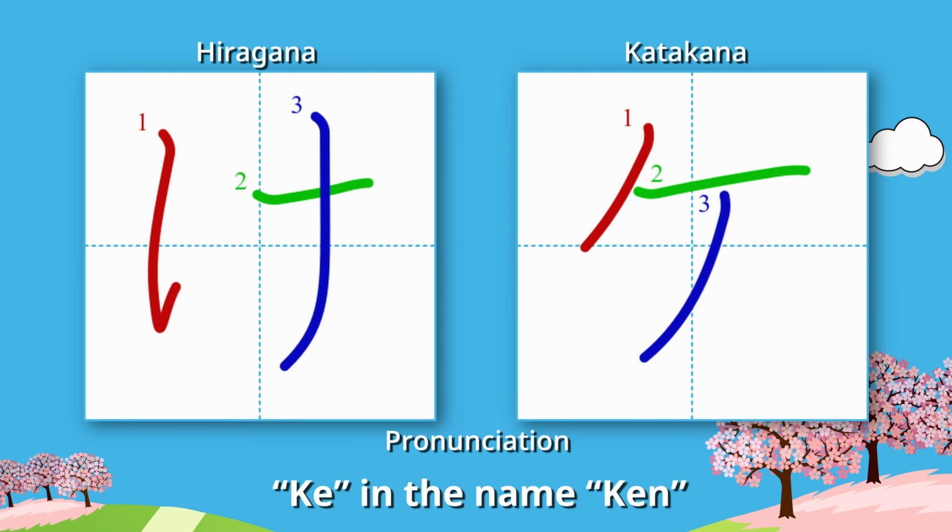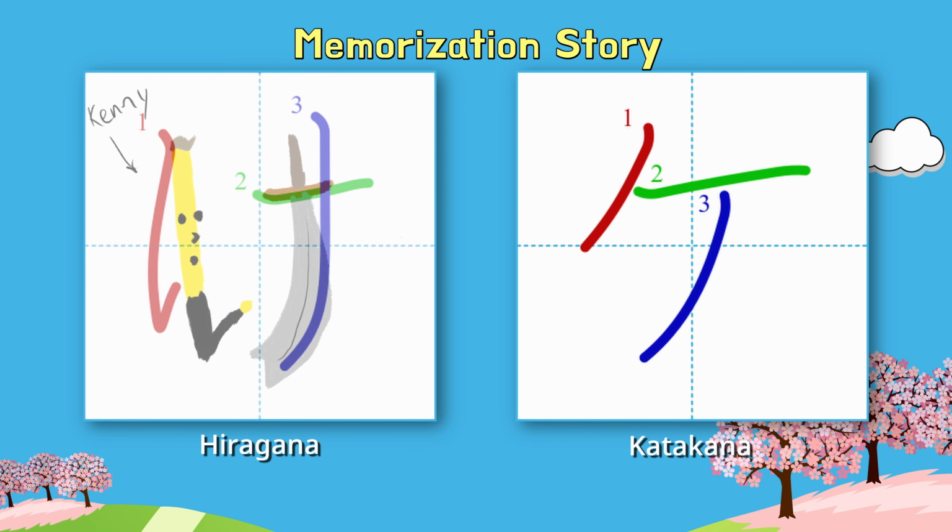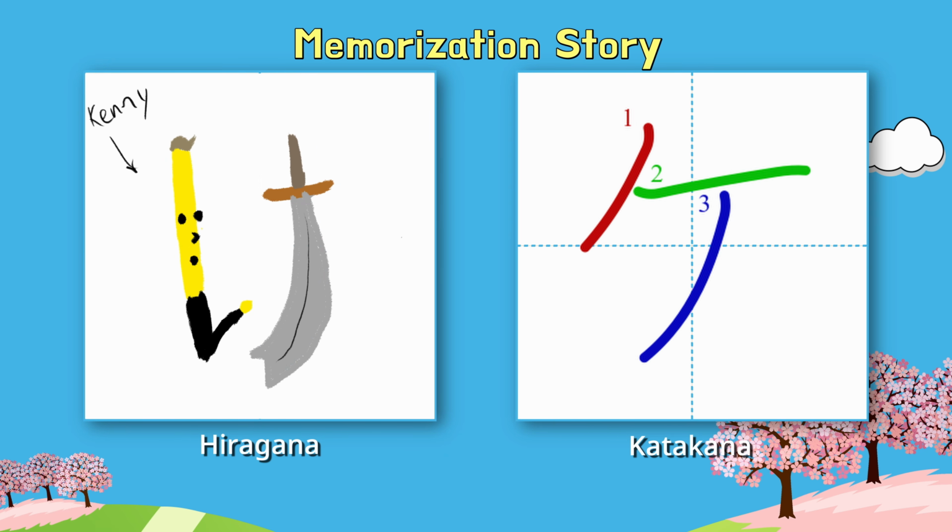These characters represent a sound similar to the ke in the name Ken. け、け。 The right side of the hiragana ke looks like a scimitar or curved sword or dagger to me.